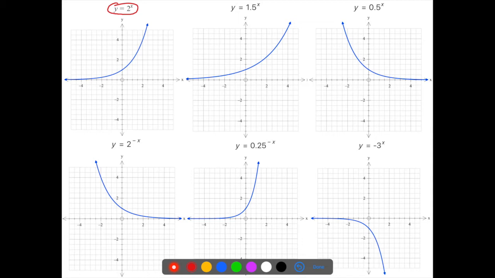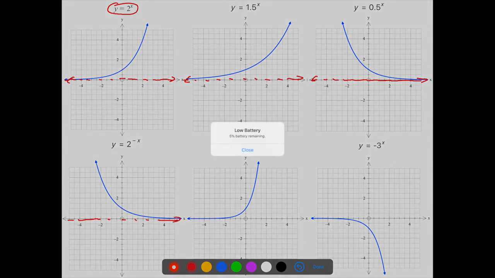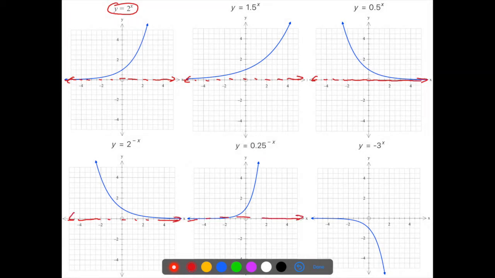Okay, so hopefully you did that. One of the things that I hope you recognize is that all of them have this horizontal asymptote, where y equals 0, just like that. Every single one of them has exactly the same horizontal asymptote. That's because we haven't moved the graph at all. The base has changed. Each one of these has a slightly different base, but they all have a horizontal asymptote at y equals 0. We'll look at some in just a minute which don't, but for now, they will.